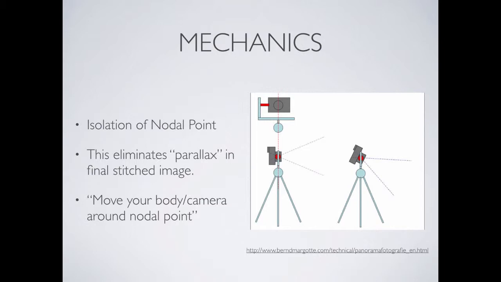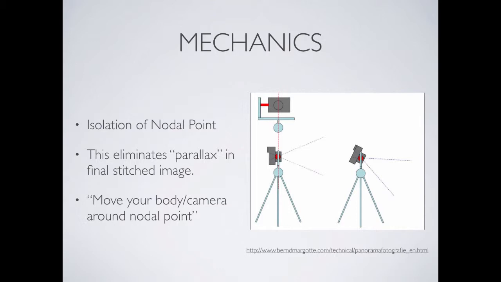So there's a point, which works just like our eyes do, in the center of this camera lens. Any image that's coming through the lens reverses and then hits the image sensor. That point is called the nodal point of the camera.